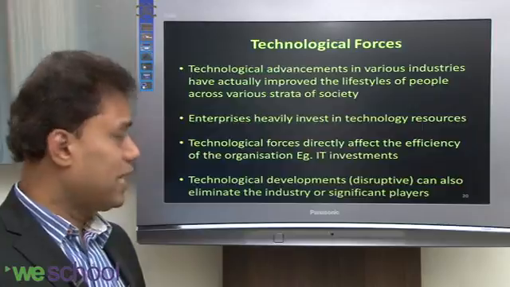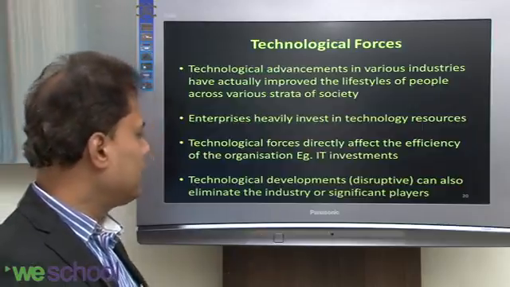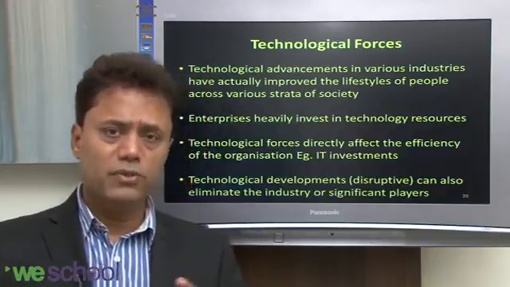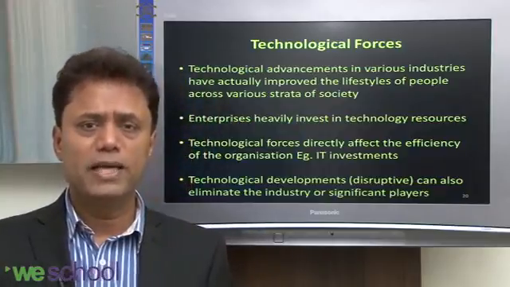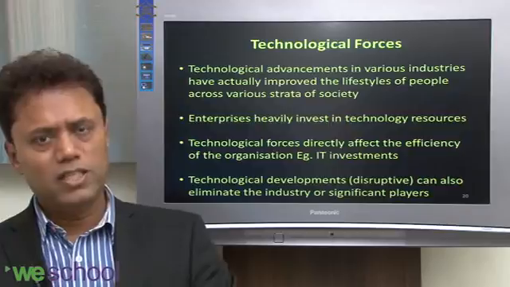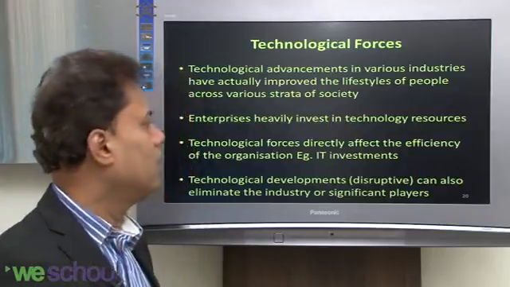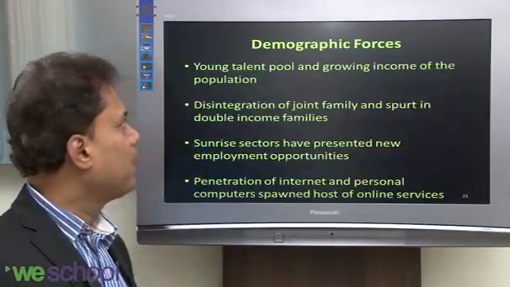Technological developments can be disruptive, and at the same time can eliminate some of the companies which are insignificant players in the market. So technological change is a key thing in your strategy. You need to factor that in while devising your strategy.